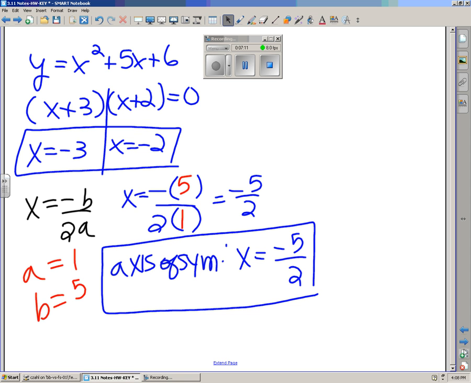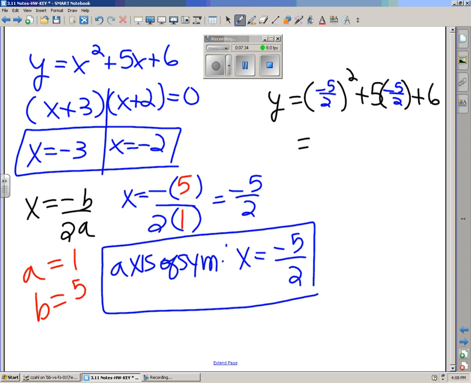Your third part means you've got to go in and find what the y value is. So for the third part, we've got y equals x squared plus 5x plus 6. I'm going to type in negative 5 halves, negative 5 halves. Here we're going to do some fractions. You should be fine. When I square negative 5 halves, I get 25 fourths. When I multiply 5 times negative 5 halves, I'm going to end up with negative 25 halves plus 6.